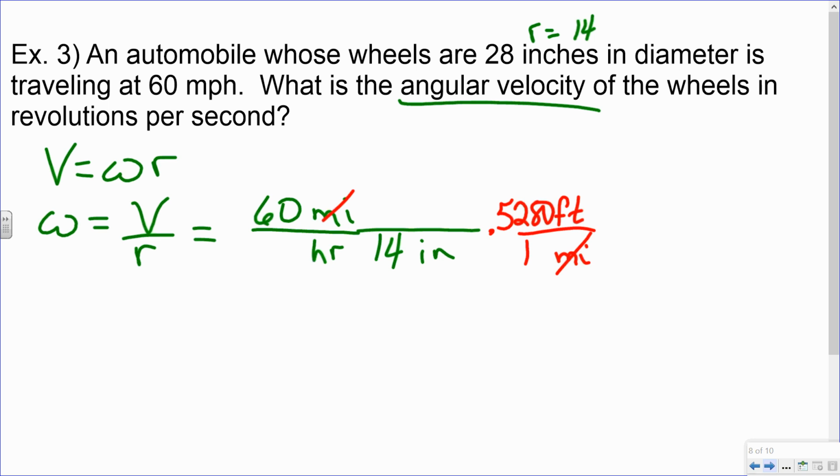Billy, what multiplier should I use to finish getting rid of feet and inches? Since inches are in the denominator, I want inches in the numerator. And so 12 inches in 1 foot. So now I no longer have any of those linear units in there. Okay, right now, since it doesn't say, this is automatically in radians. I don't want radians. I want revolutions per second. So what's this multiplier? What does it need to be, Morgan?